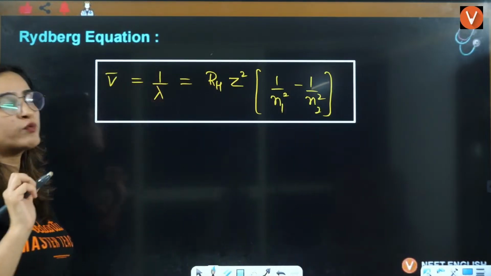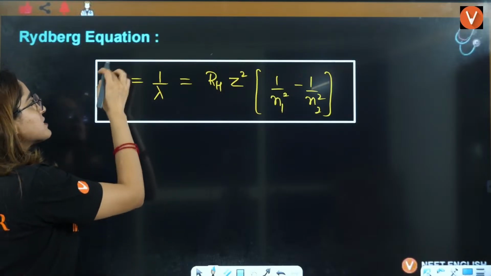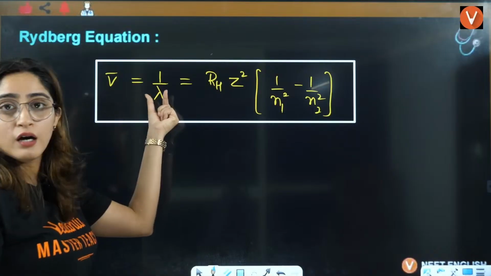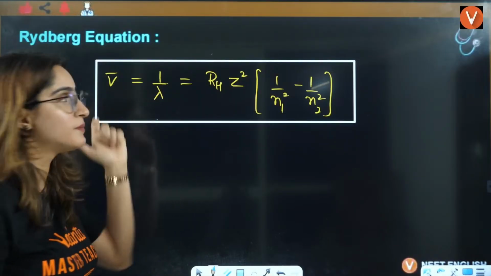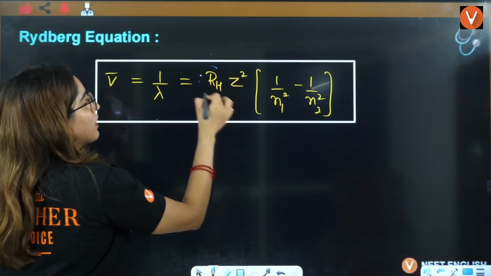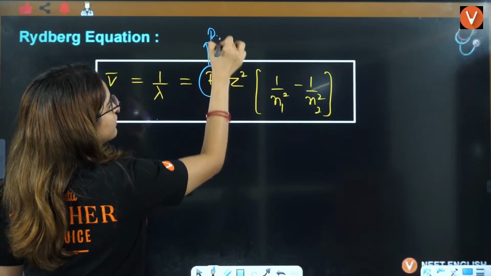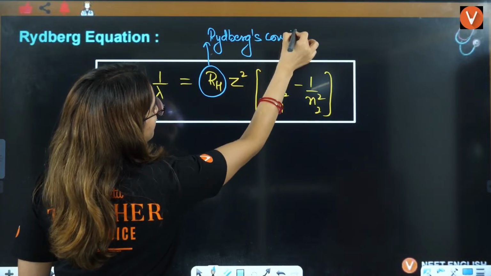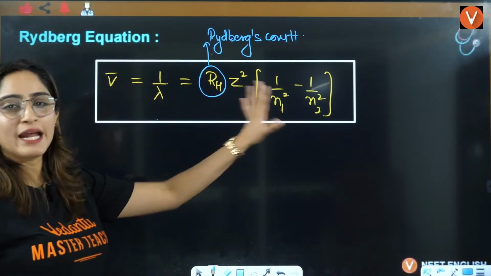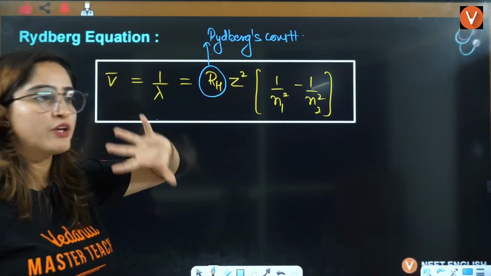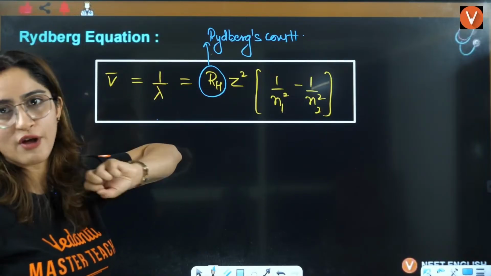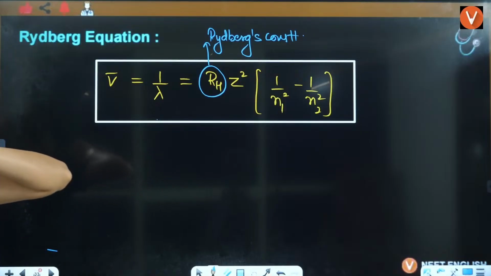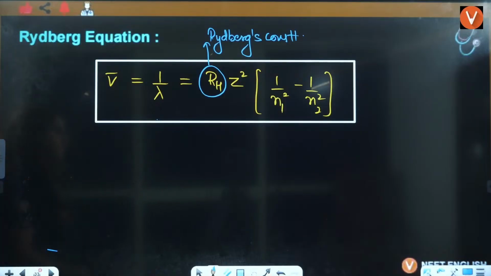Here, what you need to understand is that V bar is the wave number, lambda is the wavelength, and RH is the Rydberg constant. N1, N2 is the transition, from N1 to N2, and Z is the atomic number here. Okay, we are going to solve questions based on this as well.